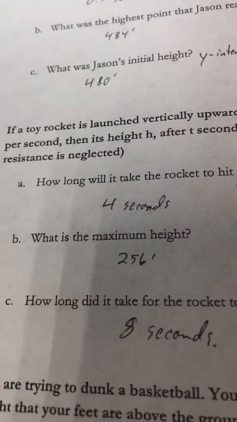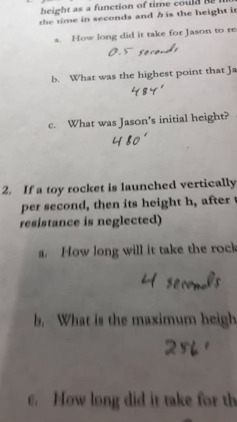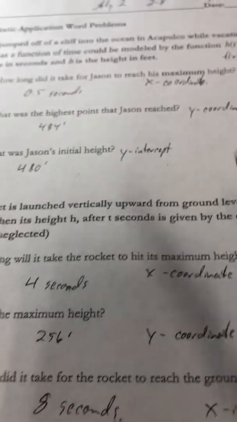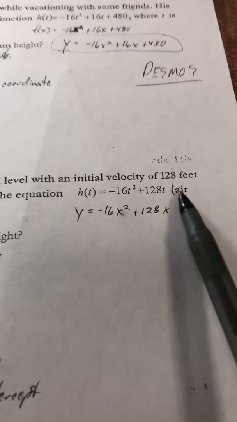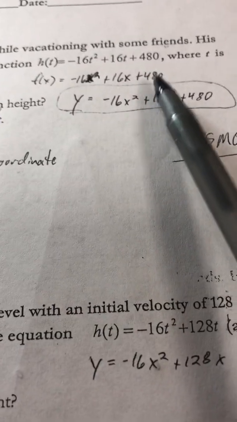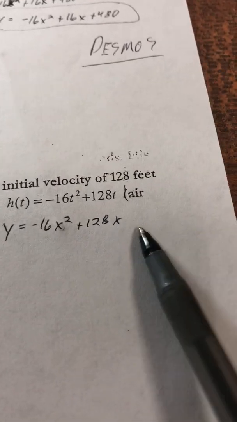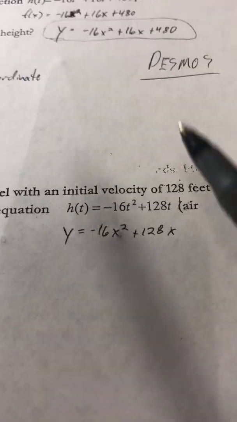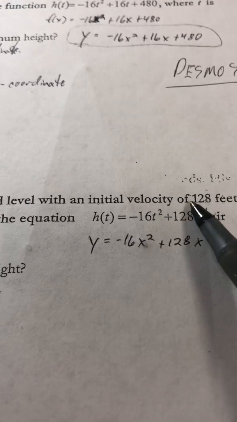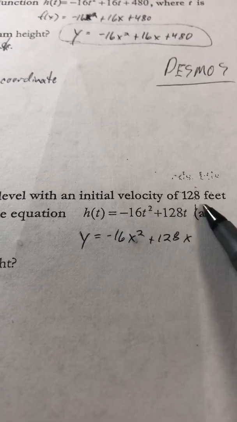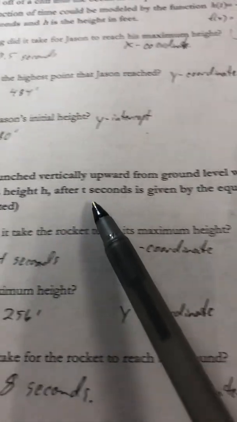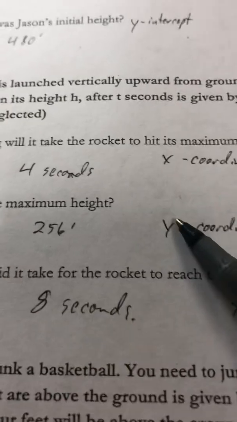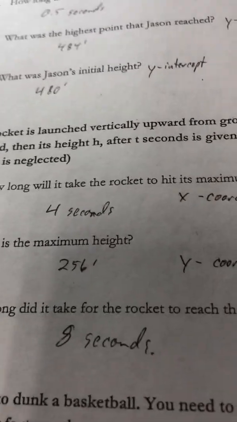Taking a look at number 2. If a toy rocket is launched vertically upward from ground level with an initial velocity of 128 feet per second, then its height h after t seconds is given by this equation. Since it's ground level, that's why you don't have, see, this one started at 480, so this is not going to have anything back here. It's at ground level at 0, so there's nothing. Once again, just change it to this, plug it into Desmos, and you're going to be able to get all of this information. And I did that one for you.